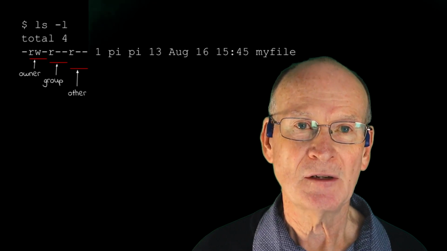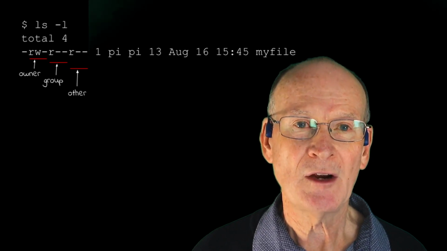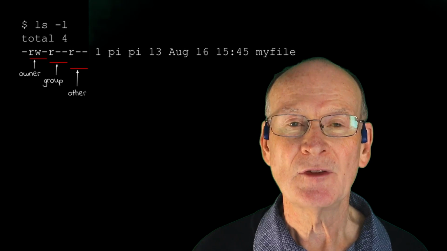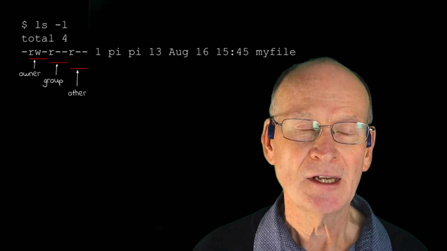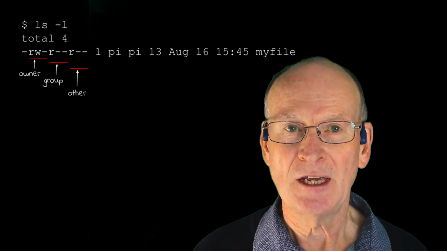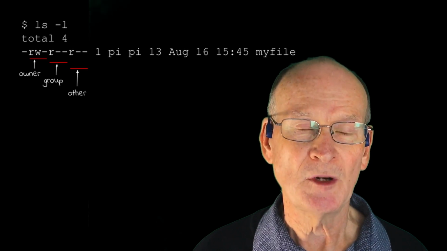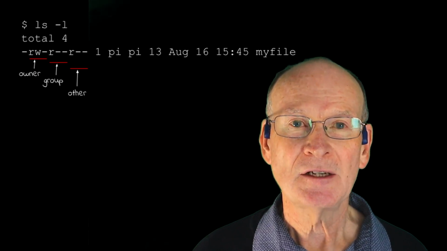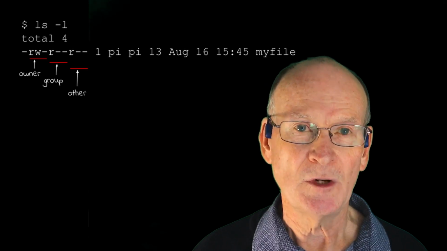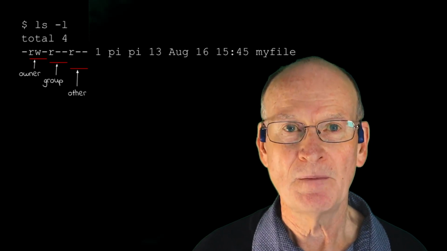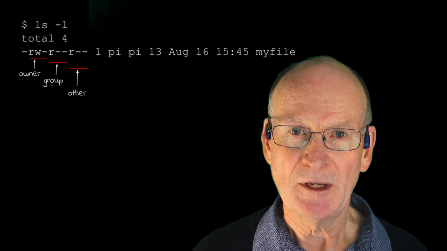The second, third, and fourth characters, RW-, mean that the owner can read it, they can write it, but they can't execute it. And the group, anyone in the group can read it, but not write it or execute. And other, anybody else can read it, but not write it or execute it. And that's what those three groups mean.